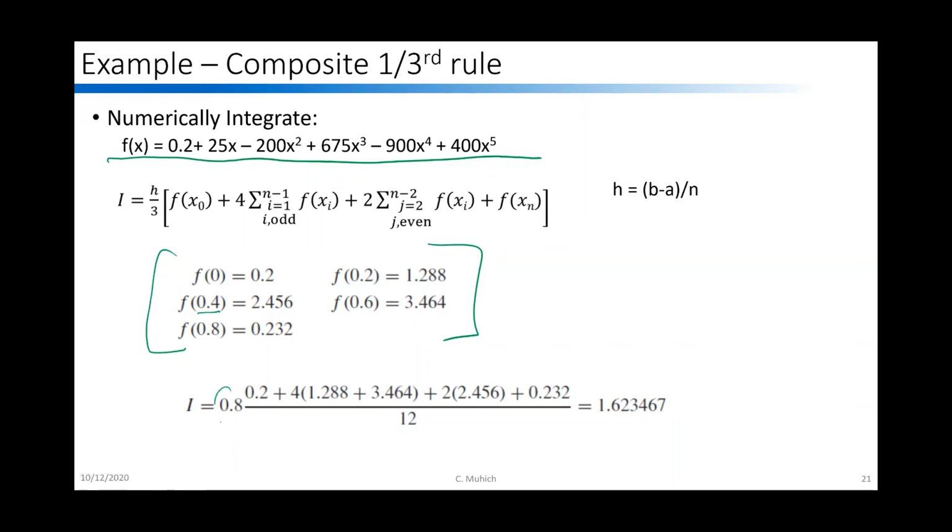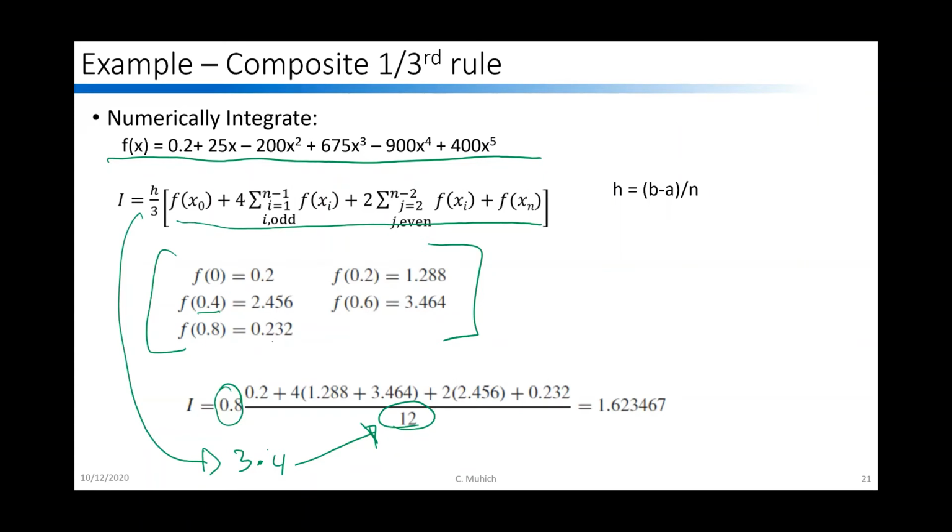So here, once again, we have the whole range over which I'm working. This 12 is coming from the 3 from Simpson's rule times my number of segments, 4. And then I can go ahead and plug in the pieces up here. My f of x0 is 0.2. I now have an odd data point. Remember, this 0.2 is x1. So I have 4 times 1.28, plus this f of 0.6, which is x3, so I have this 3.464 here.